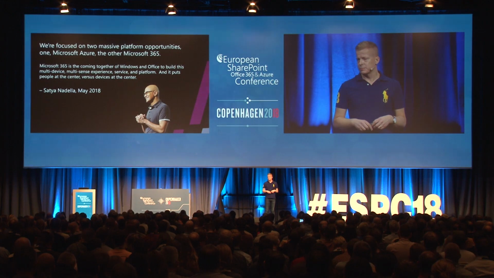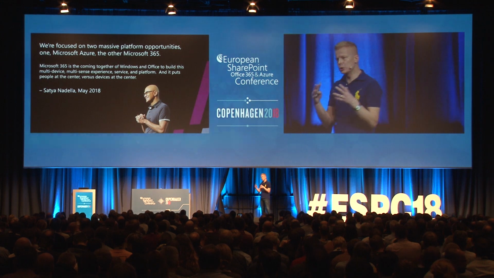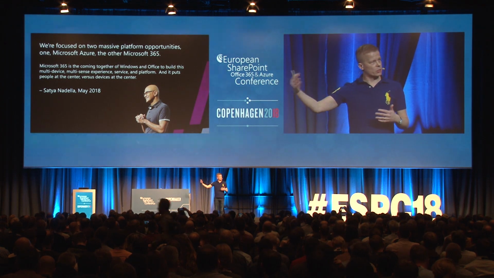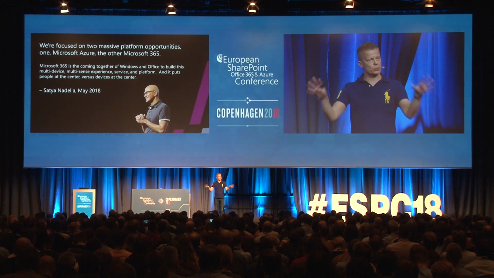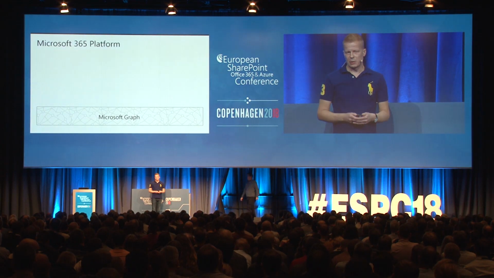Probably the easiest way to explain this is to quote our CEO, Satya, who in May this year explained the structure of Microsoft extremely well. We're basically focused on two massive platform opportunities, one being Microsoft Azure, and the other being Microsoft 365. That clarifies the structure of Microsoft. There's the Azure side of the group, and then there's the Microsoft 365 side of the group, where I belong as part of the SharePoint team. But just making sure that I don't fail on messaging the Microsoft 365 developer platform, let me invite our marketing director for Microsoft 365, Mike Ammerlaan, to explain and demonstrate this platform in practice.